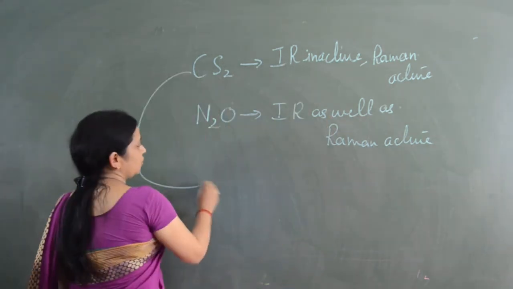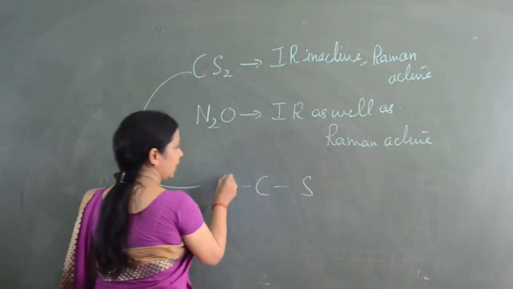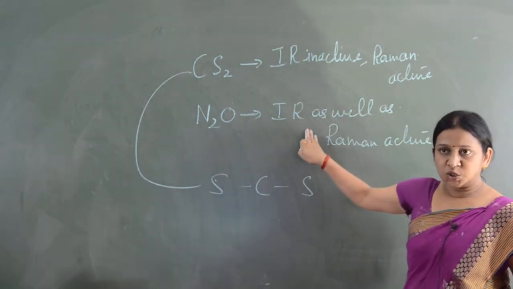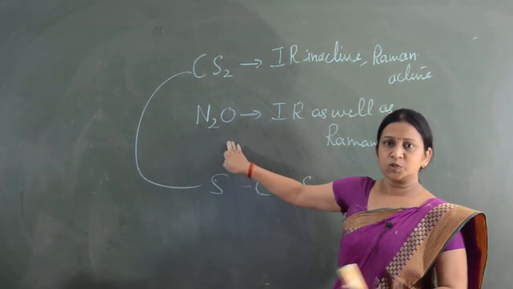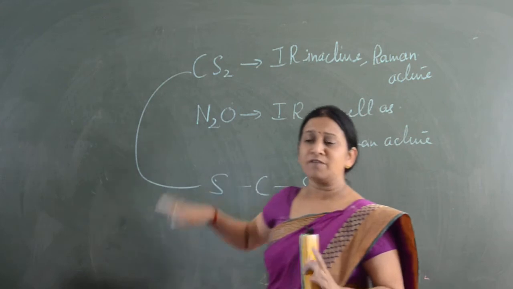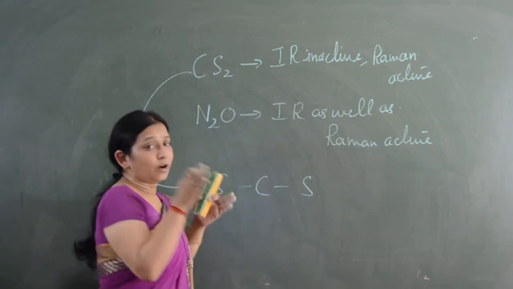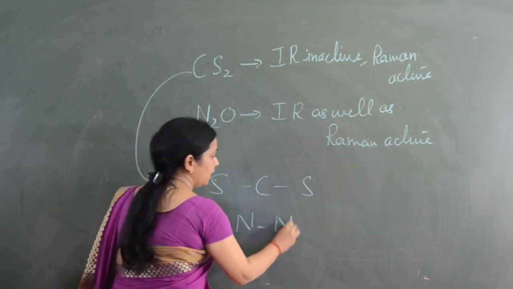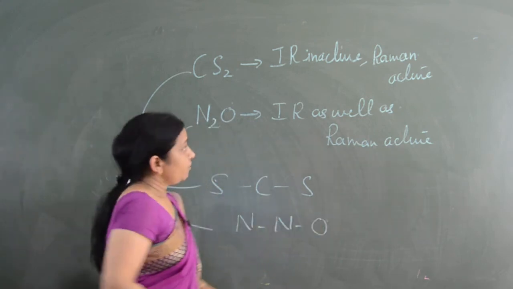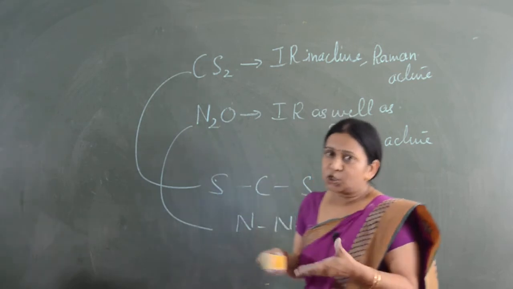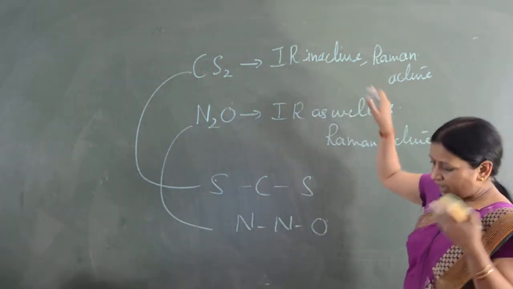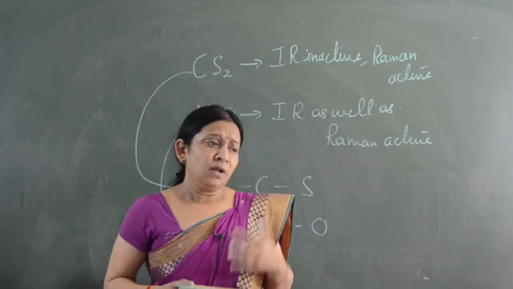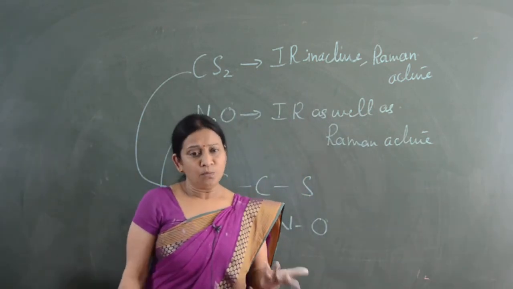So the structure of this is carbon, sulfur and sulfur. Now, with this piece of information, I can tell the structure of the other molecule: this is not going to have any center of symmetry or any kind of symmetry. So, the structure will be N, N and O. So, if we know whether the molecule is IR active or Raman active or both active, we can determine the structure of the molecule.